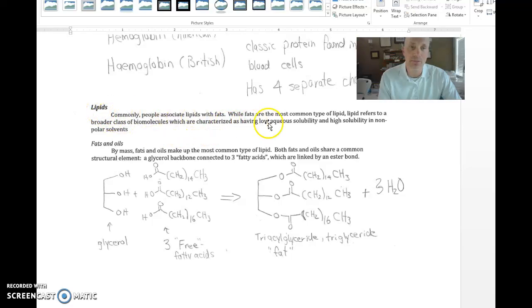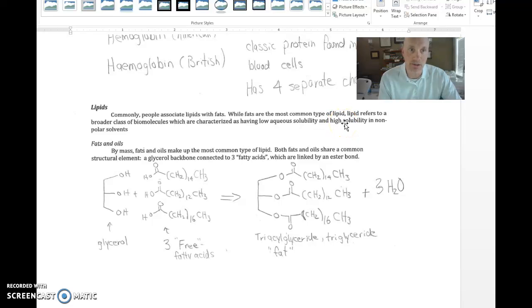What triglycerides and steroids have in common is that they both tend to have very low aqueous solubility, but they have very good solubility in nonpolar solvents. And when I say nonpolar solvent, it would be something like hexane, which is chemically similar to gasoline.